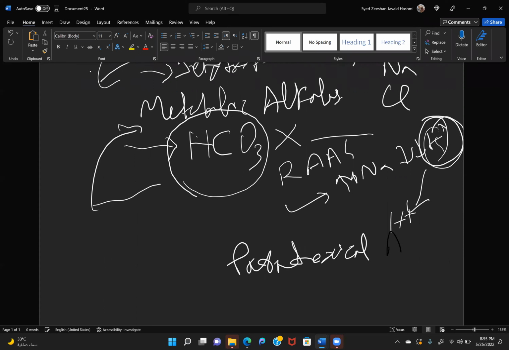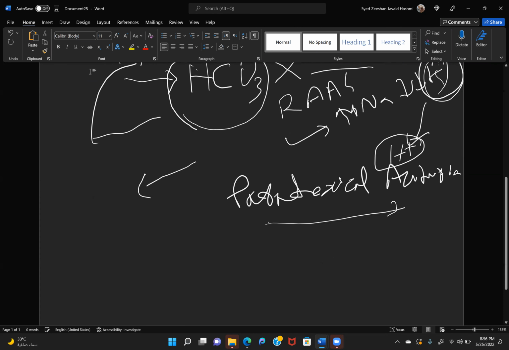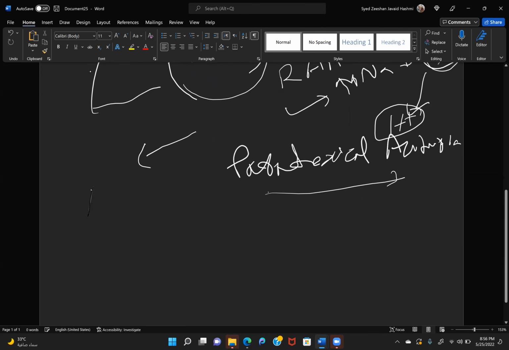Paradoxical aciduria. There is already loss or deficiency of acid, but it is in the other direction, crazy. They are losing the hydrogen. So this is called paradoxical aciduria. They will be asking whether you will proceed. You will correct the dehydration first, and then you will proceed.